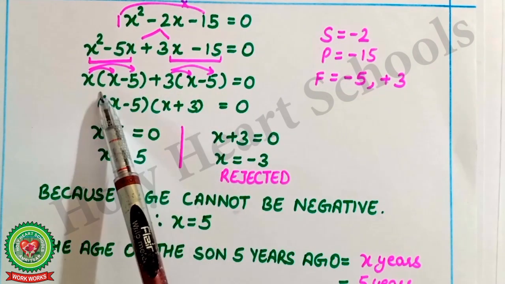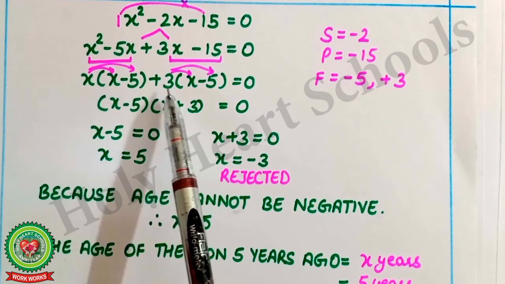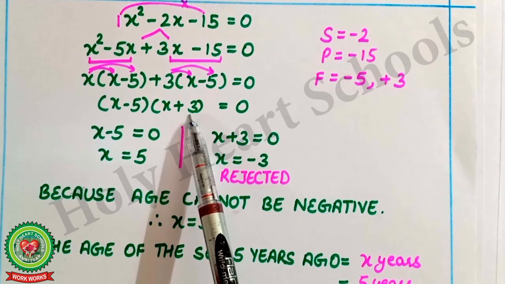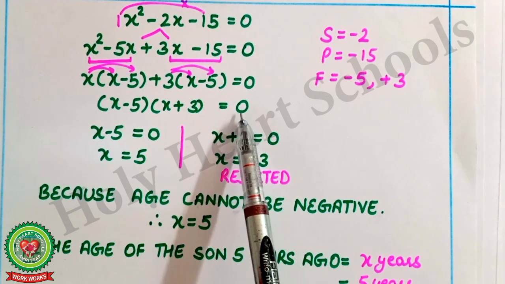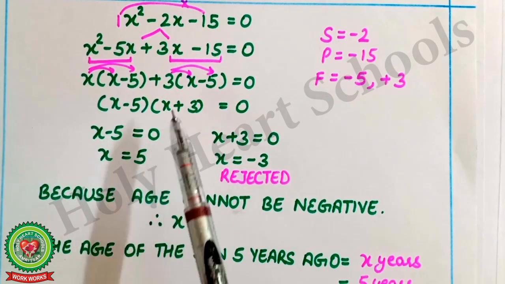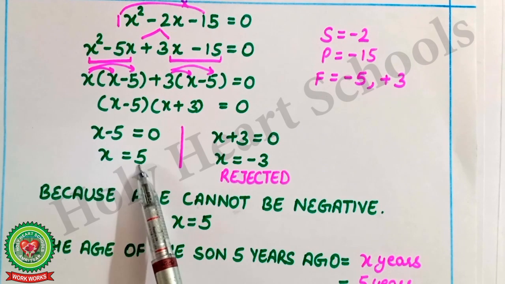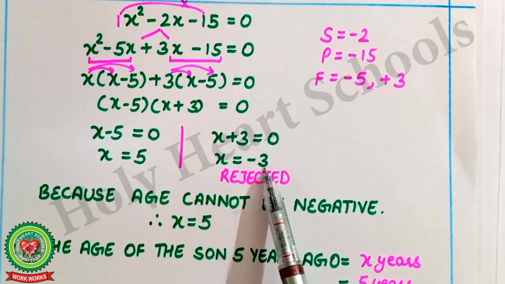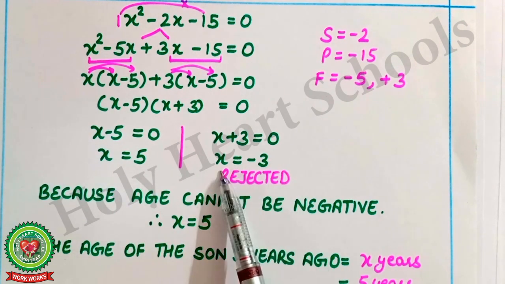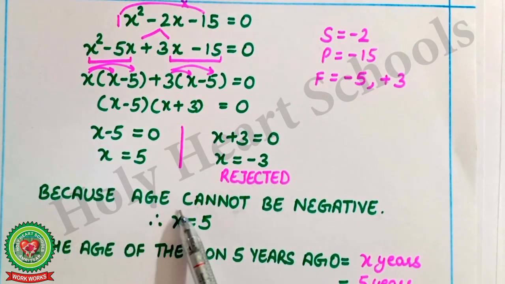After taking out common, x minus 5 in one bracket and the left out x plus 3 in the other bracket equals 0. Now the next step is either-or. So x minus 5 equals 0 and x plus 3 equals 0. From here x equals 5 and x equals minus 3. Now x equals minus 3 is rejected because age cannot be negative. So therefore x equals 5.